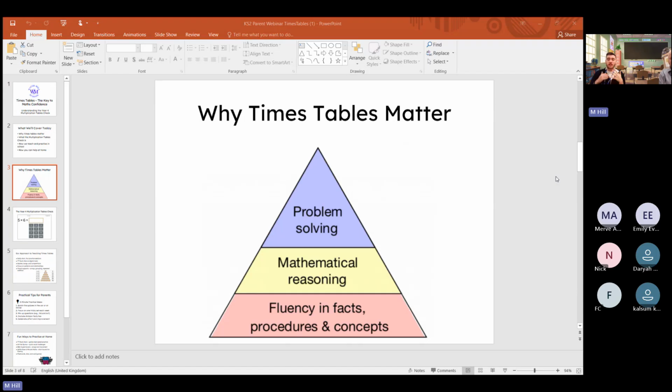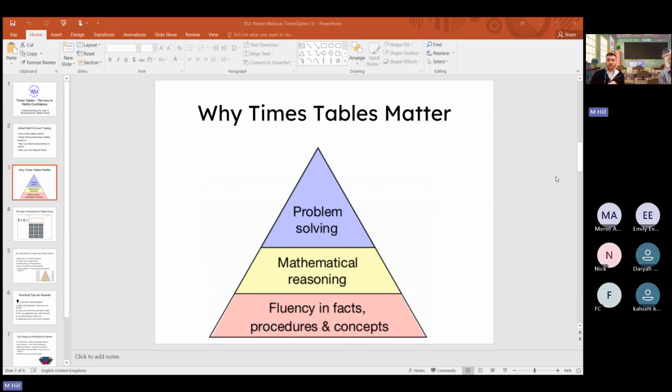So we want the children to be really fluent and quick with their times tables because it allows them to think mathematically. It allows them to problem solve straight away, getting rid of those barriers to number and helping them to access lots of different challenges and problems. There's lots of research that shows that automatic recall of multiplication facts supports success in high level maths, in mental arithmetic and problem solving. So, in order for children in Key Stage 2 to really access the maths curriculum confidently, we really need them to be fluent in their times tables facts.